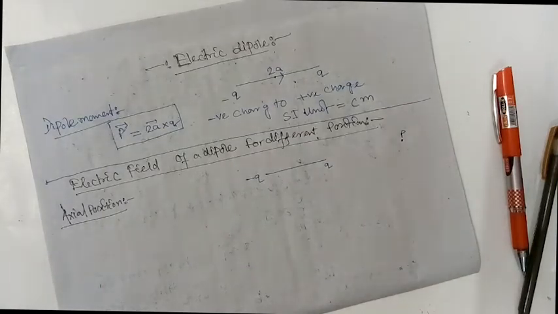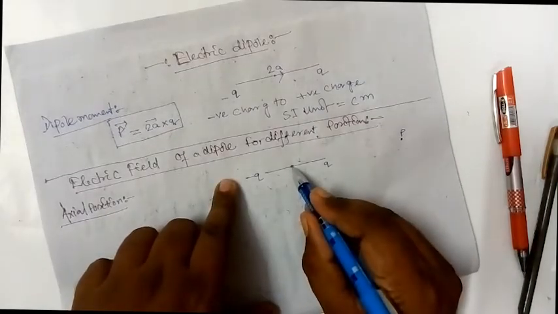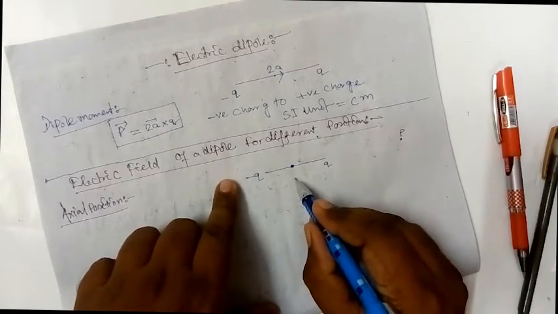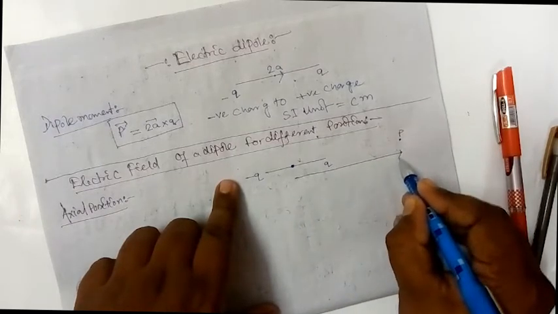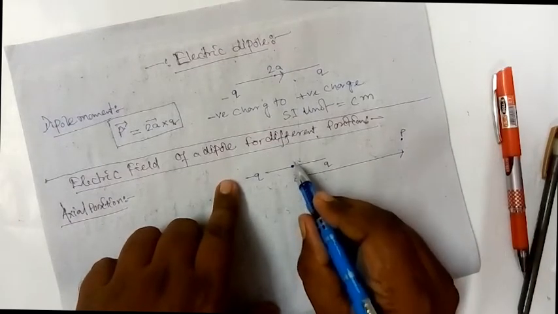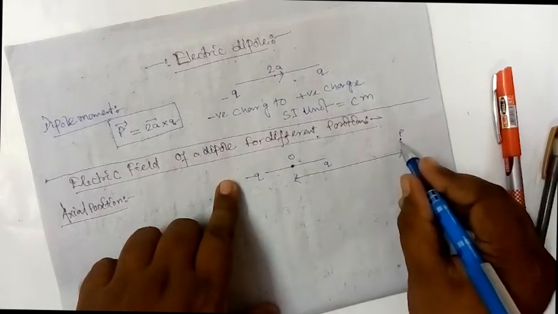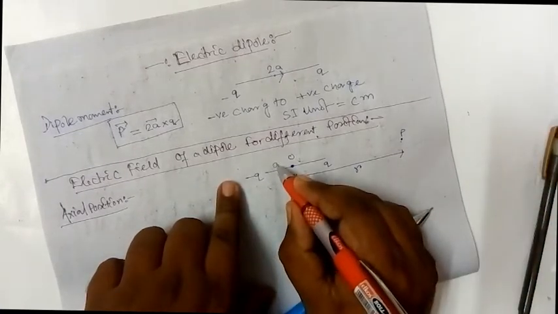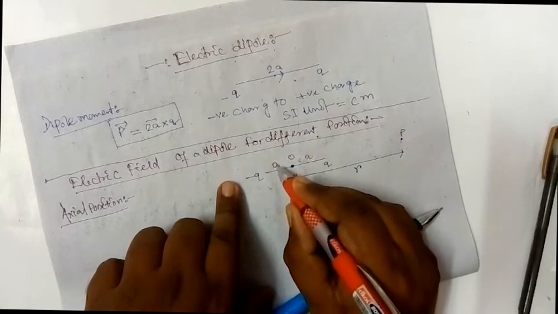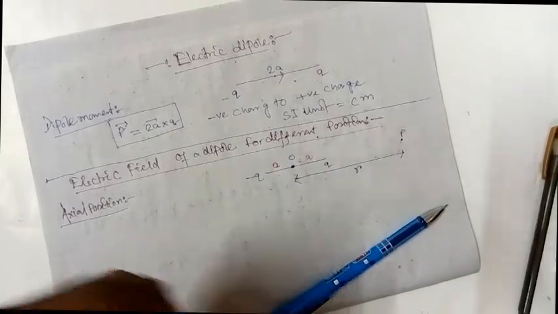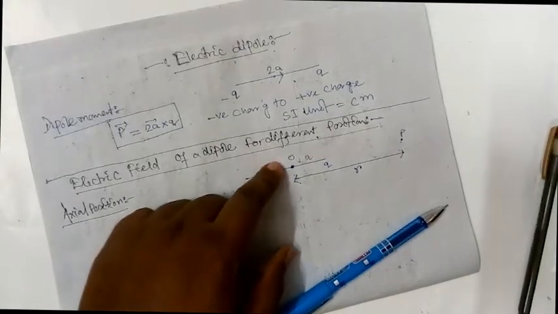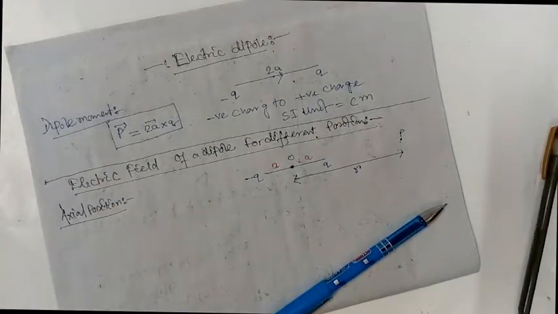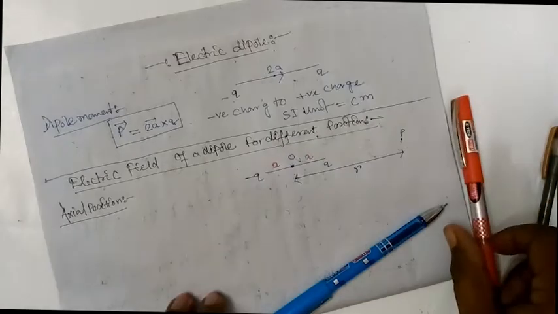Why is it 2A? The reason is that when we measure any distance from a dipole, it is always measured from the midpoint. So from the midpoint O, the distance of P we have taken is R, and here this part remains A and this part remains A, as we have taken it 2A. Instead, if I had taken only A, here it would be A by 2, here it would be A by 2. See, an unnecessary fraction has come. So to avoid the fraction we have taken 2A.